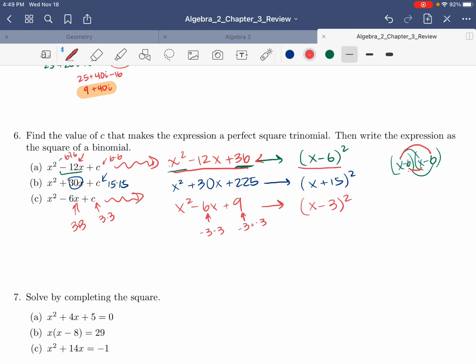Similarly, notice that the 15 over here makes sense for the 30, 15 plus 15, and it also makes sense for the 225 as 15 times 15. And last but not least, the negative 6 makes sense for the negative 12 because negative 6 plus negative 6 comes out to negative 12, and negative 6 times negative 6 comes out to 36.